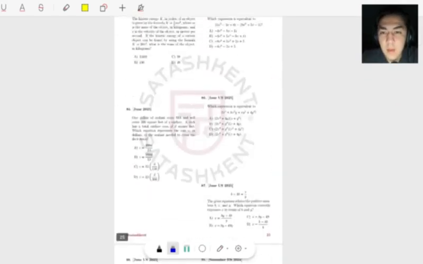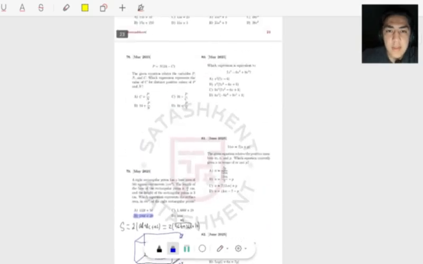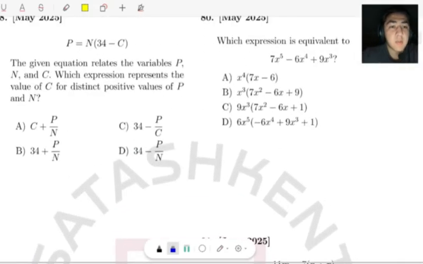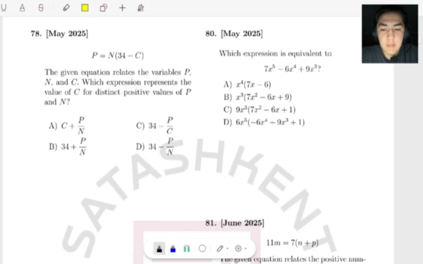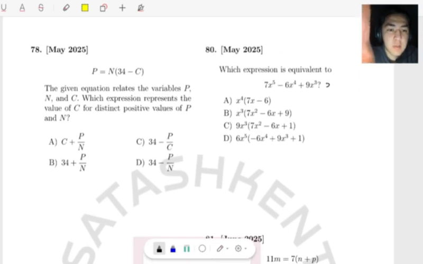Let's go. Then the question number 80, which expression is equivalent to this, right? And guys, here you have to just think what is common in those three values. So I can just take out x cubed, guys, here, right? And I'll be left with 7x squared minus 6 multiplied by x and plus 9. And the only option that is giving me this is just B.